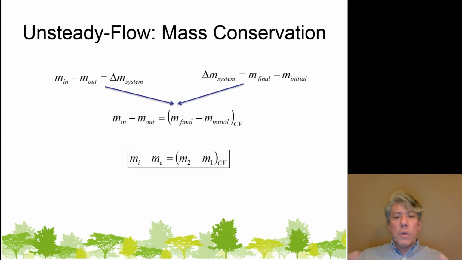So what we'll usually write is mass in minus mass that exits, E stands for exit, equals the mass in state 2 minus the mass in state 1, where the mass in state 2 is the final mass in the system. The mass in state 1 was the initial. So we knew we had a system that had a certain amount of mass in it, state 1. We let some mass flow in, mi, we let some mass flow out, me, and then that resulted in m2, the amount of mass in the system in state 2.